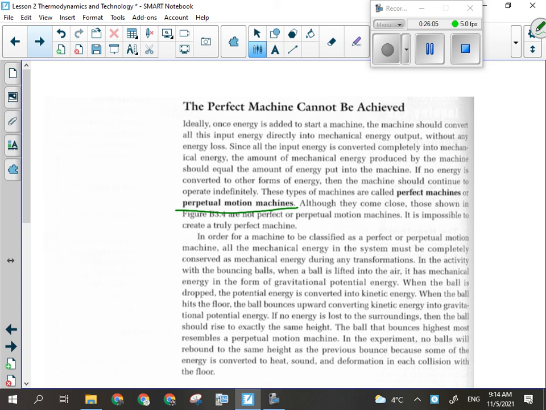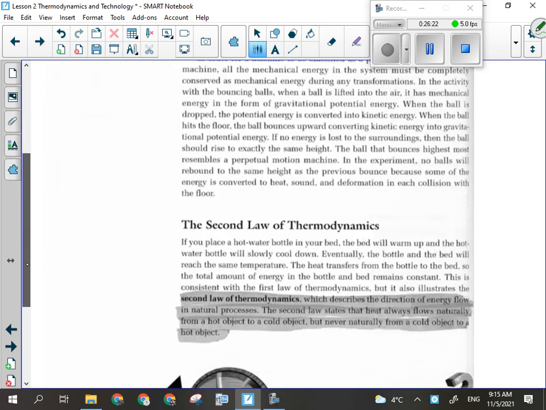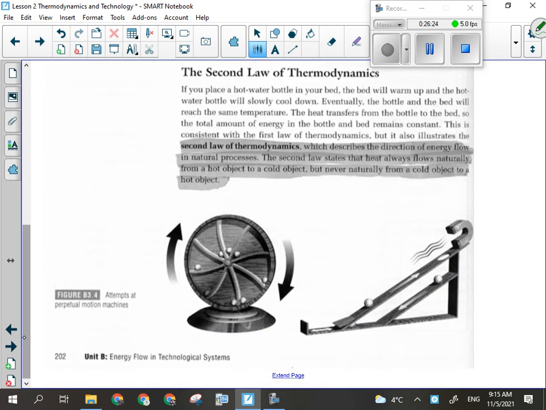But yeah, there's just no way to do it. You can't get something for nothing. And a perpetual motion machine is basically always getting something for nothing. It's running, and if it actually did work, then it's doing even more than that. It's creating energy from nothing. So, the second law of thermodynamics describes the direction of energy flow in natural processes.